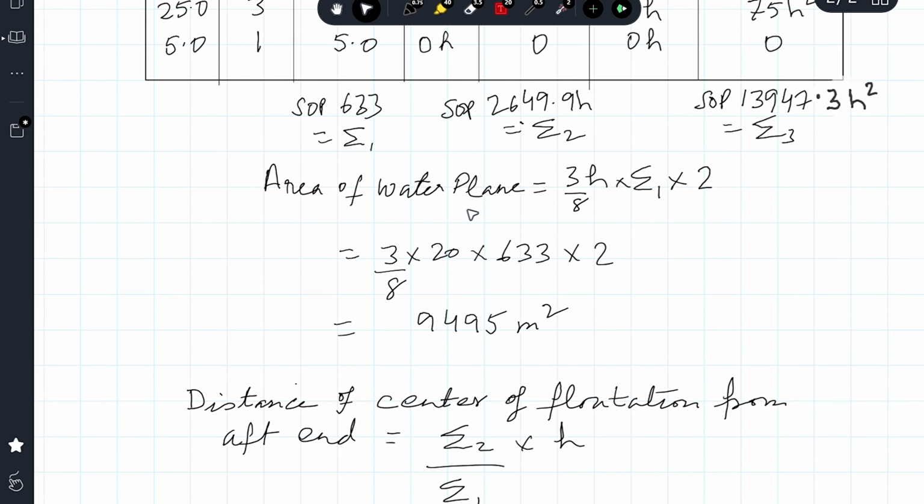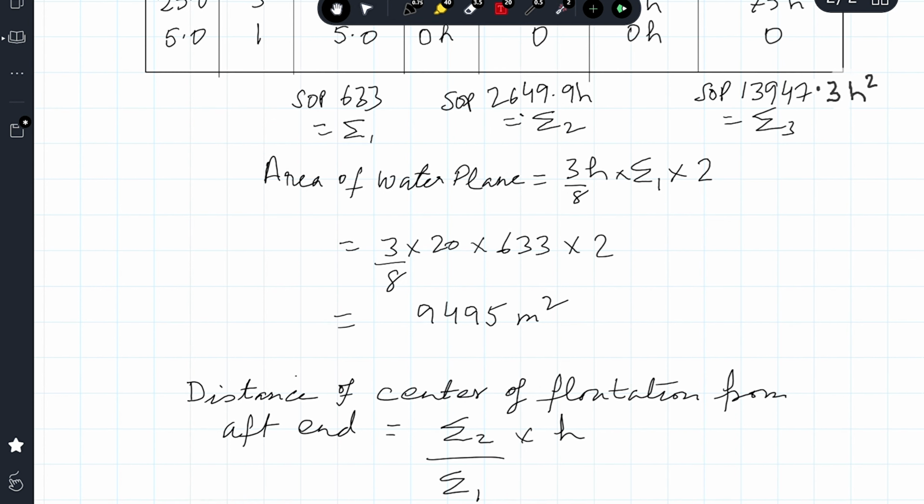So what is the area of water plane? 3h by 8 is the Simpson's coefficient for rule 2, into summation 1, and multiply by 2, because we have a half breadth. So to get the full area, we must multiply by 2. So 3 by 8 into 20, 633 is the area function here, summation 1, and multiply by 2, and I get the whole total water plane area, 9495 square meter.